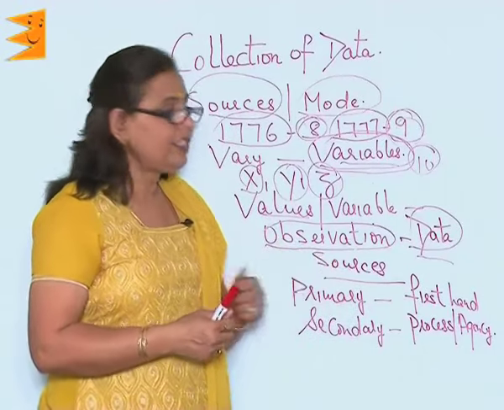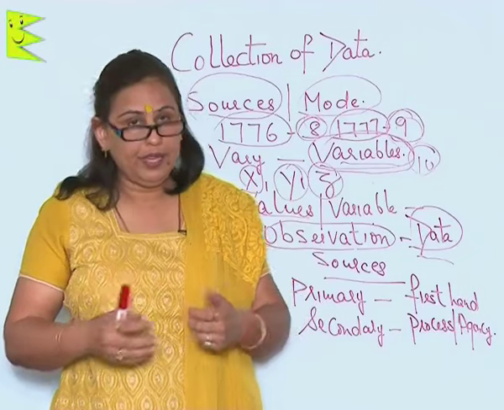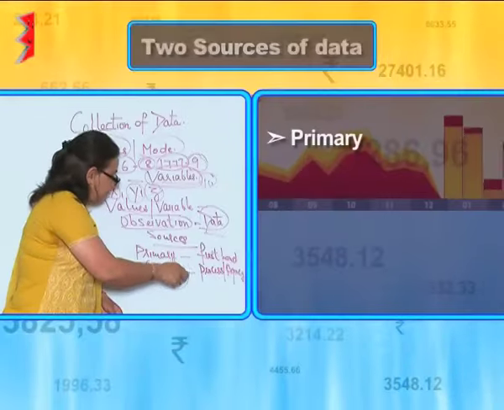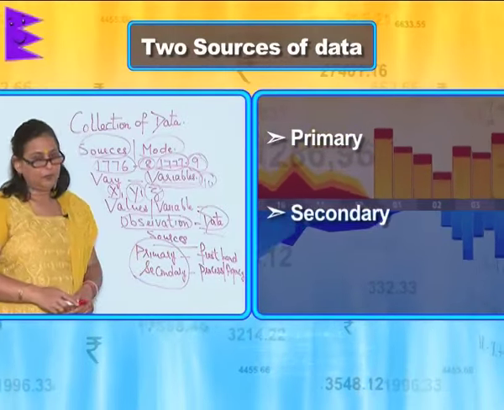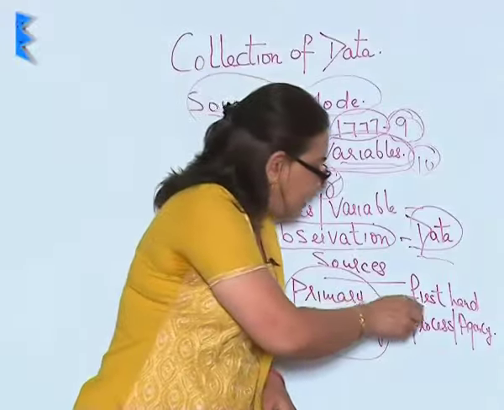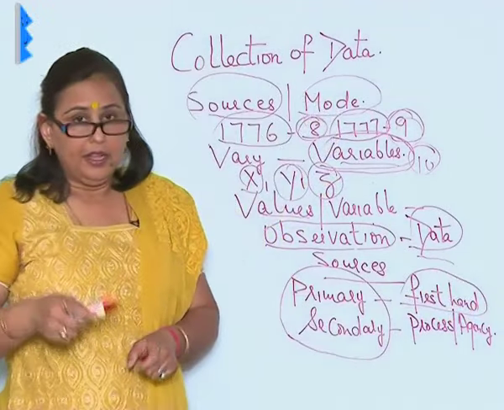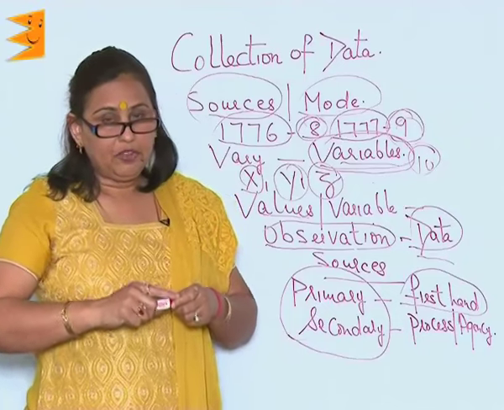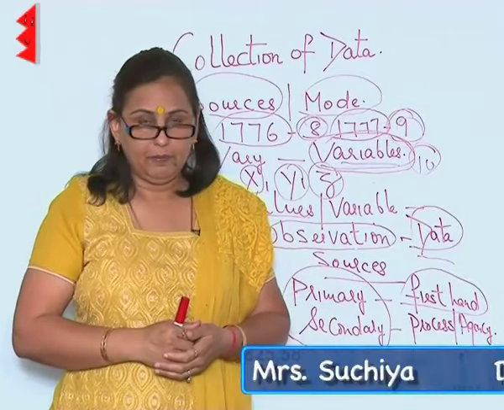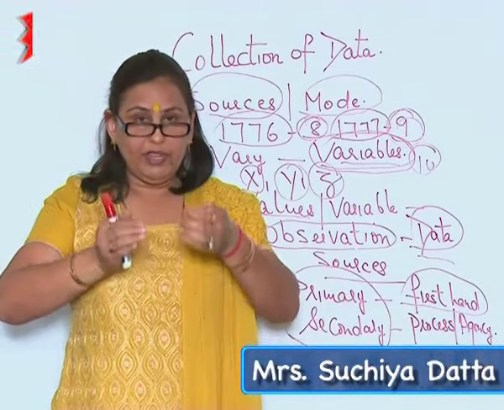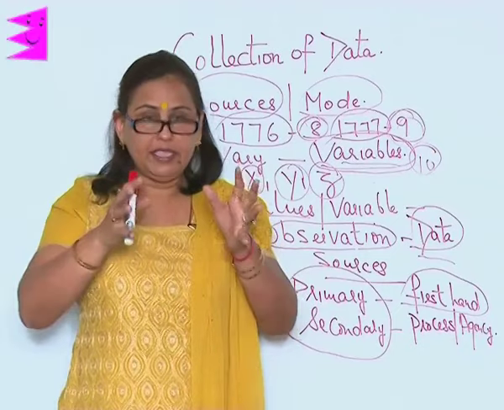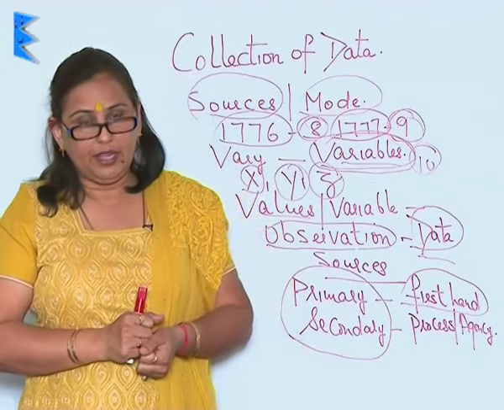Now, what are the sources of data? How do we get them? There are two sources of data, the primary source and the secondary source. The primary source is first hand information. That is to say, an individual tries to collect information by himself and by appointing a few people. This data is exclusively for his own use in the beginning. It is his requirement, and thus he collects the information in that manner.